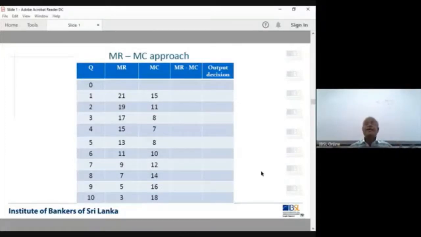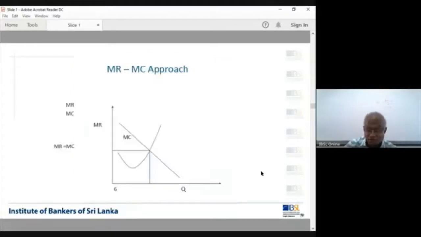So what is the rule? Very simple. Produce the output level where marginal revenue equals marginal cost. Then you can get the maximum total profit. Profit is maximized when MR equals MC. This MR-MC rule is true for any company, self-employed, partnerships, or a corporation. In economics, we can say the profit maximizing condition for any firm is MR equals MC. Right. Now we'll go to graphical analysis.